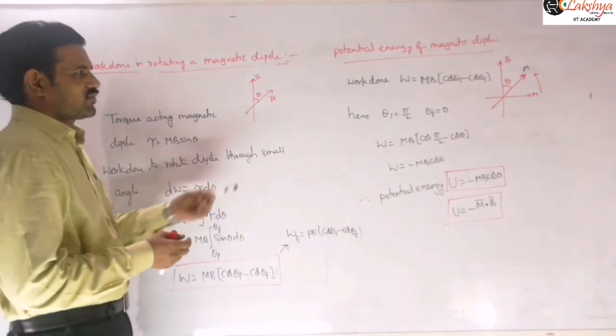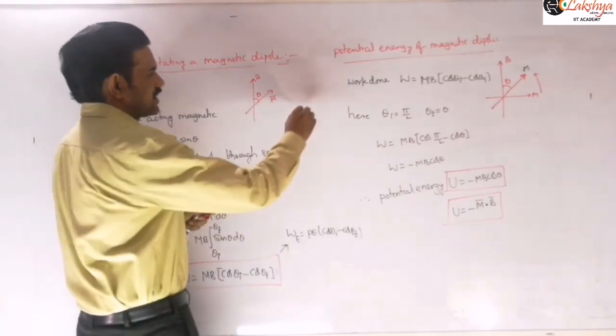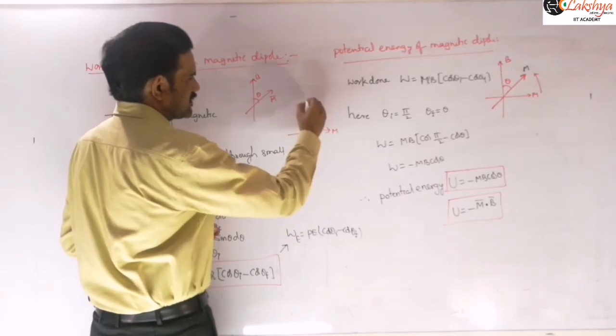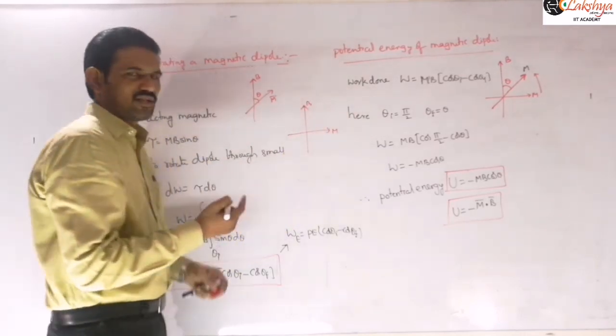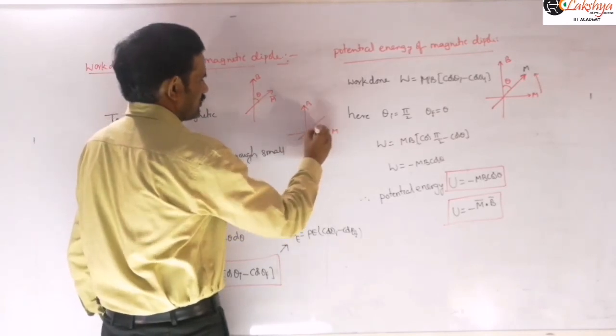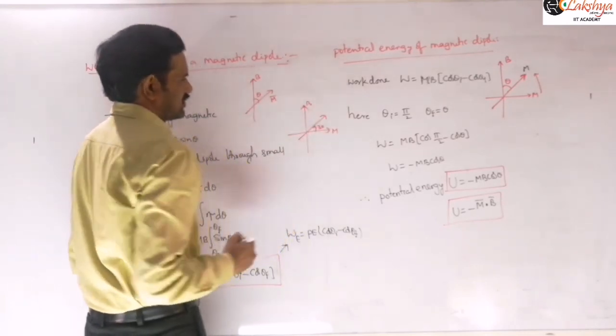Sometimes they will ask, what is the amount of work done in rotating the dipole from 90 degrees by an angle of 30 degrees? Initially the magnetic moment is like this. That means we are rotating by 30 degrees, they will ask here.